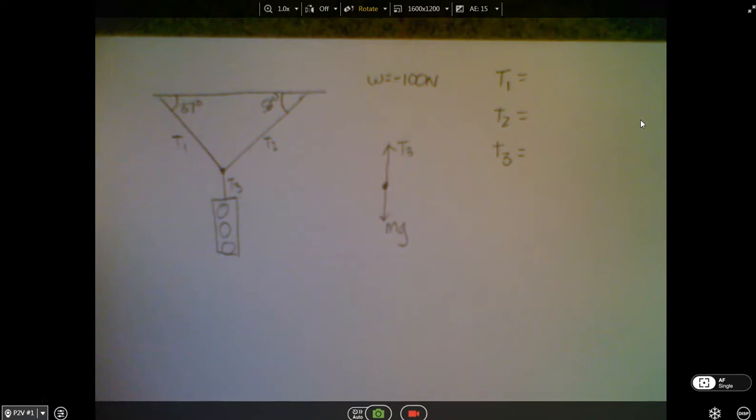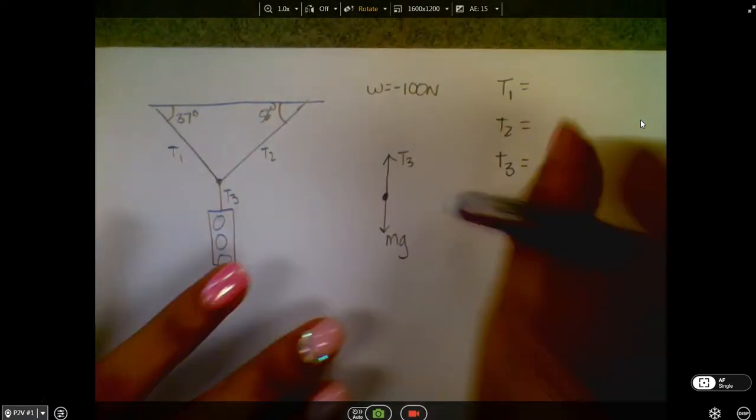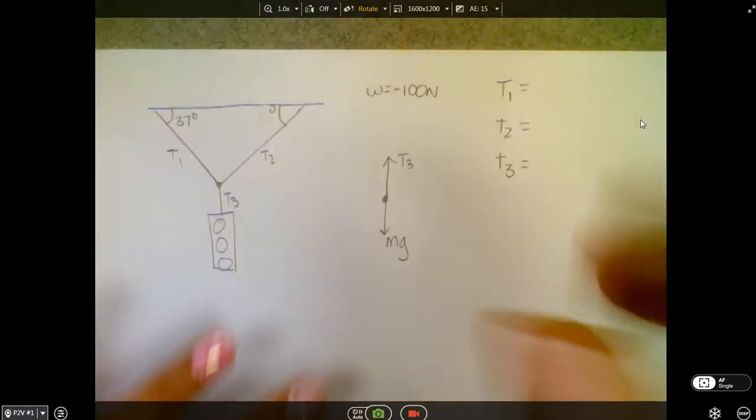Okay, so here we are. So make sure this is focused. There we go. This is supposed to say 53. I realize it doesn't look like a 53 now that I see it.